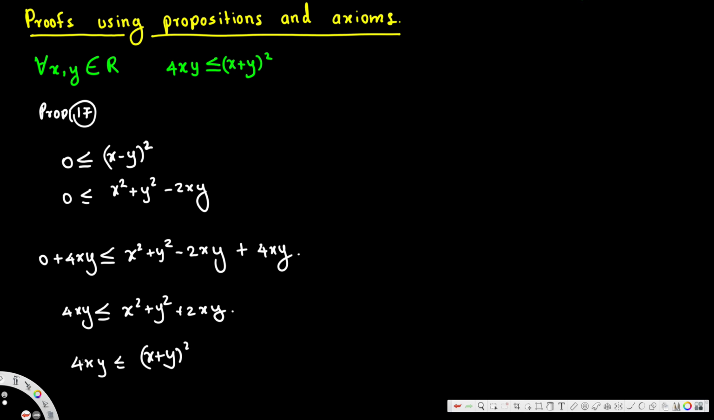Okay, so this is what we want to prove. If we want to prove 4xy is less than or equal to (x plus y) square, we proved this one. And that's how we do that.